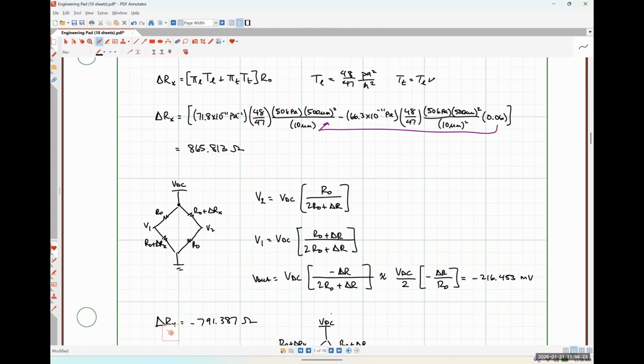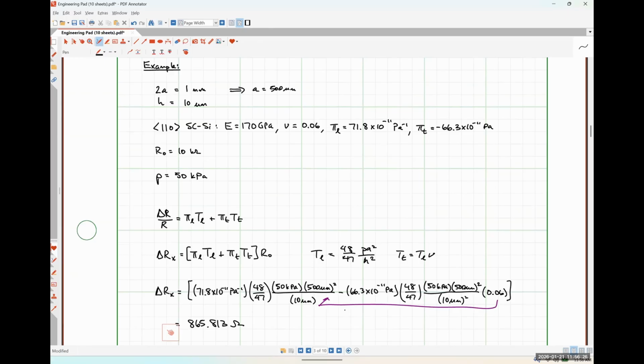So if we look up here, back in our problem statement, the transverse piezoresistive coefficient and the longitudinal piezoresistive coefficient, they're very close to each other in numbers, but they're of opposite signs, right? So essentially what we're seeing is that one of these resistors is going to get larger, while the other one's going to get smaller by roughly the same amount. So what do we think is going to happen to the output signal because of this?